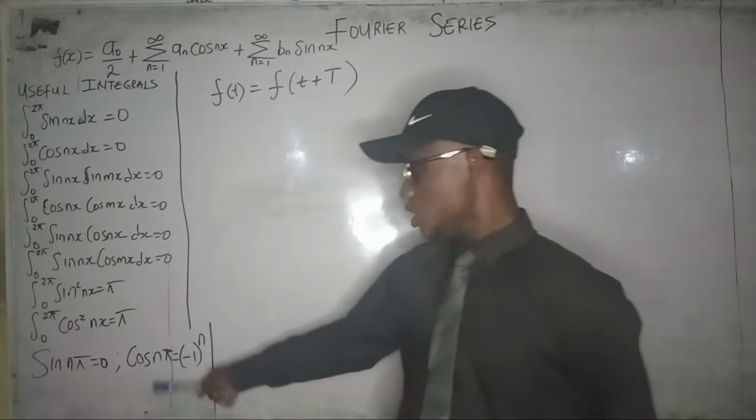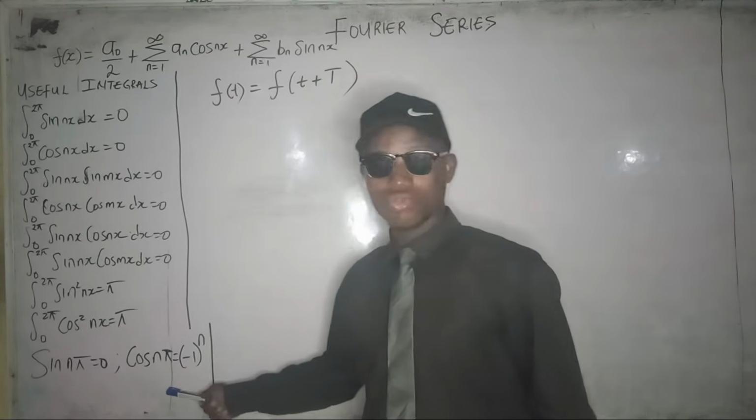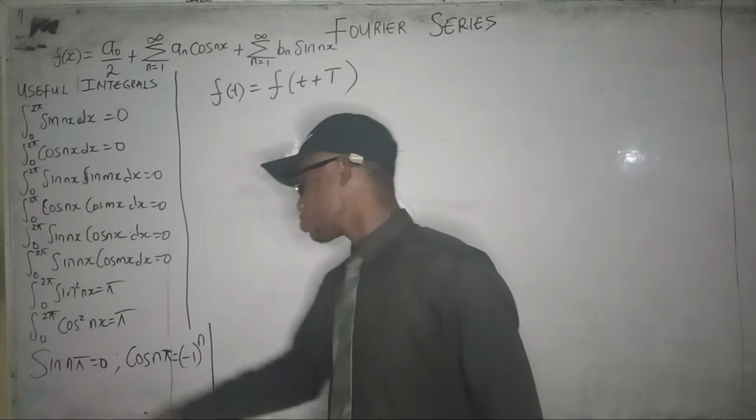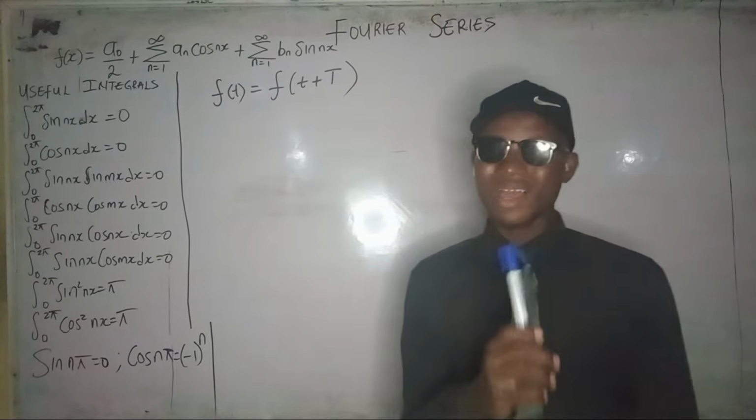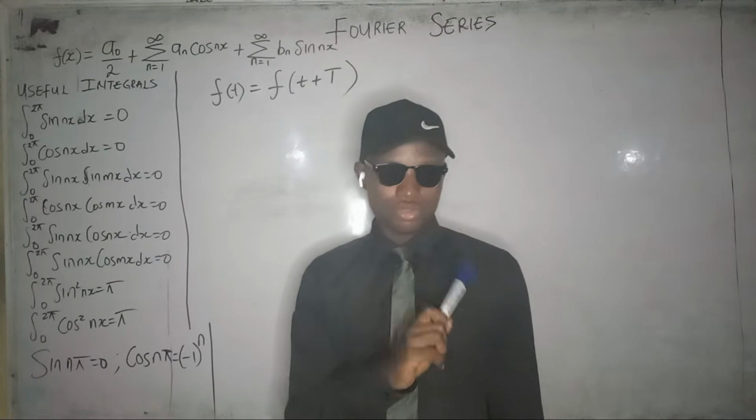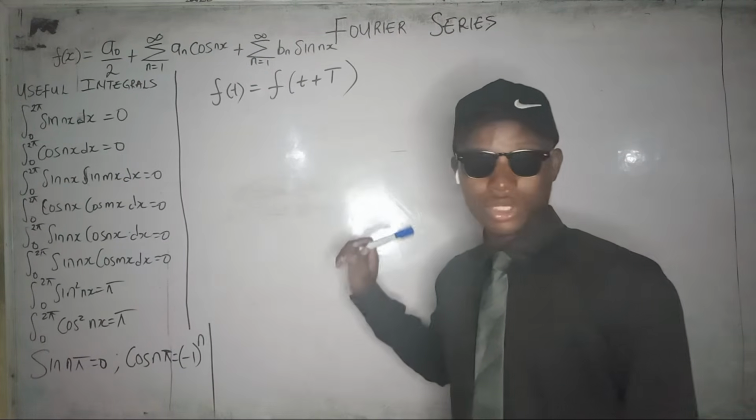Or things like the fact that sin n pi is equal to 0, and cos n pi is equal to minus 1 raised to power n, is something that you cannot do without in the Fourier series at all.